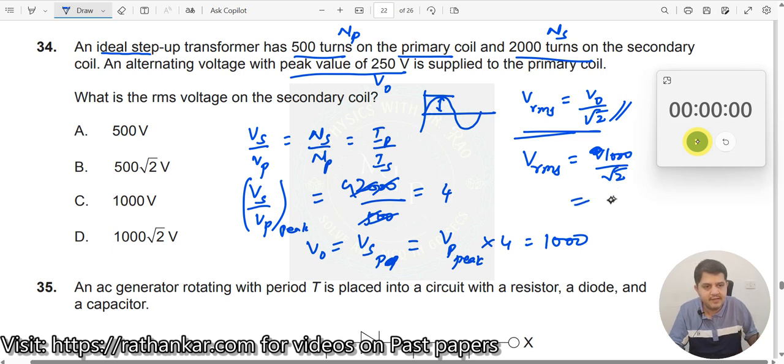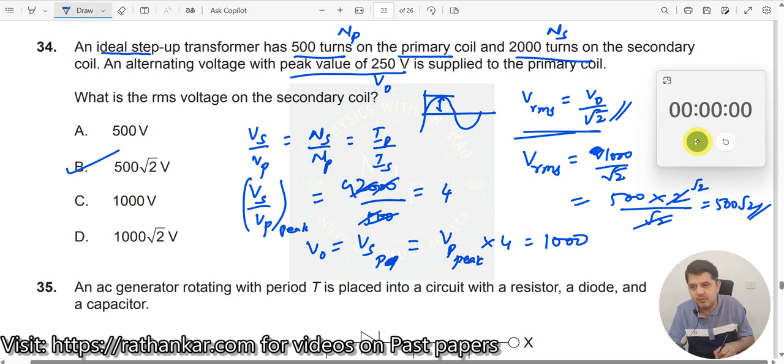Okay, so I will write this as 500 into 2 divided by root 2. Root 2 ones are root 2, root 2 twos are 2. So you can write this as root 2 into root 2, right? So one of the root 2 gets cancelled. So you get the answer as 500 into root 2 volts. So 500 into root 2 volts, B is the right answer.